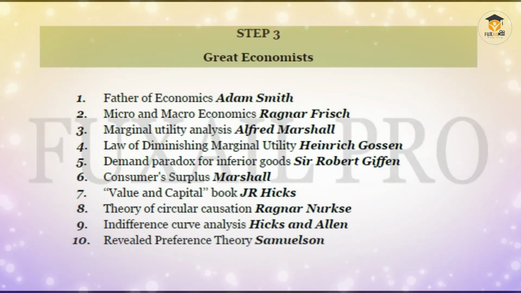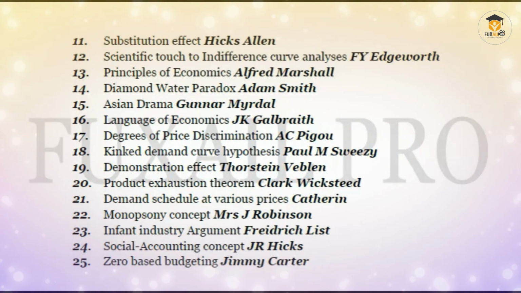6. Consumer's surplus: Marshall. 7. Value and Capital book: J.R. Hicks. 8. Theory of circular causation: Ragnar Nurkse. 9. Indifference curve analysis: Hicks and Allen. 10. Revealed preference theory: Samuelson. 11. Substitution effect: Hicks and Allen. 12. Scientific touch to indifference curve analysis: F.Y. Edgeworth. 13. Principles of Economics: Alfred Marshall.